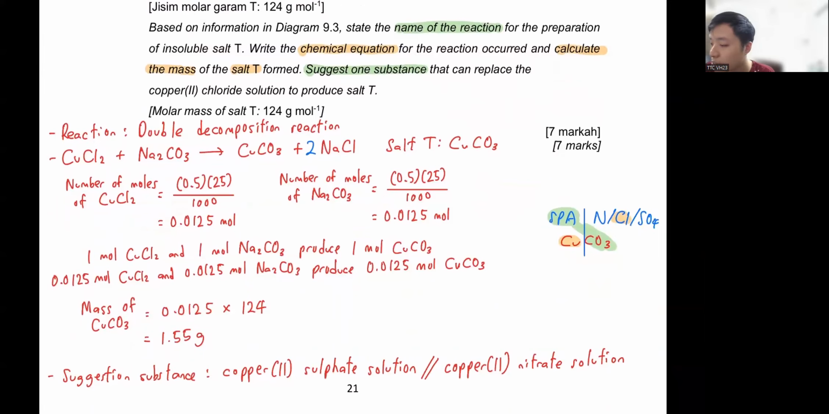Normally I recommend nitrate, because it is safer. Nitrate is safer because every nitrate salt is soluble. Sulfate doesn't necessarily work, so you might make a mistake. So better not, unless you're very confident.